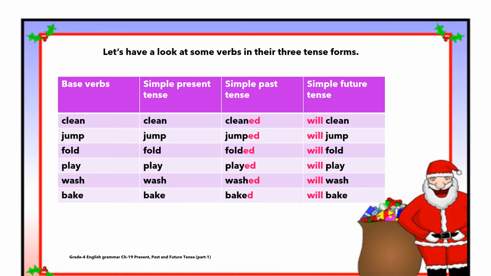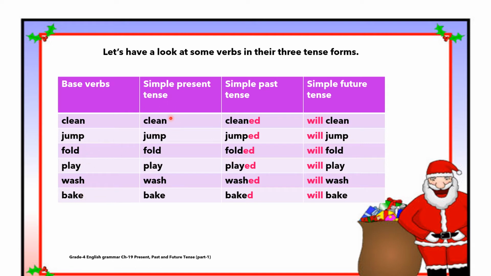Okay, children, now look at this table. It shows the verbs in three tense forms: simple present tense, simple past tense, simple future tense. The first column shows base verbs: clean, jump, fold, play, wash, bake.